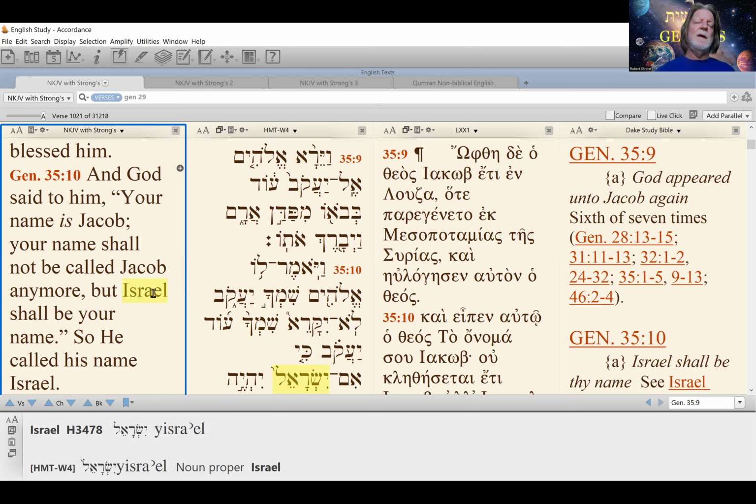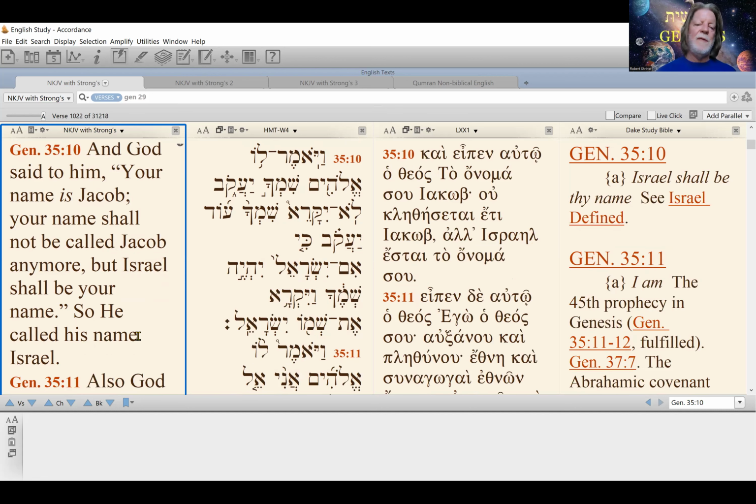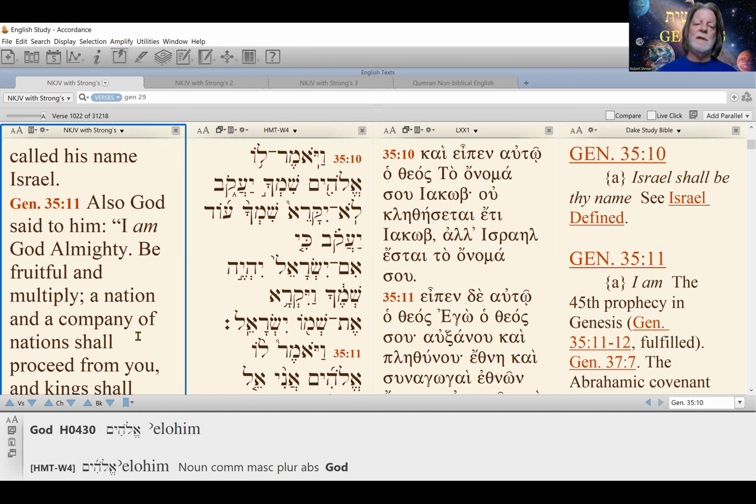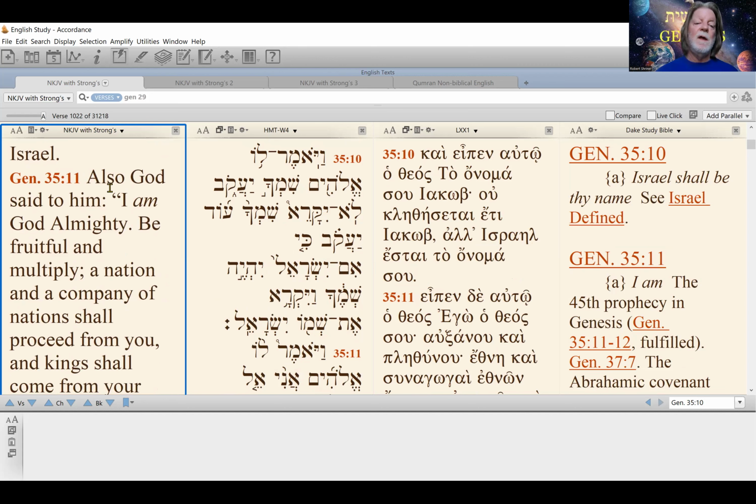Israel. So this may be happening in Bethel, and God is just reminding him that his name has already been changed to that. Or this may be like a flashback in the Bible, just reminding us that at Machanaim, a different place, is where his name was changed. And I'm not sure which is right.